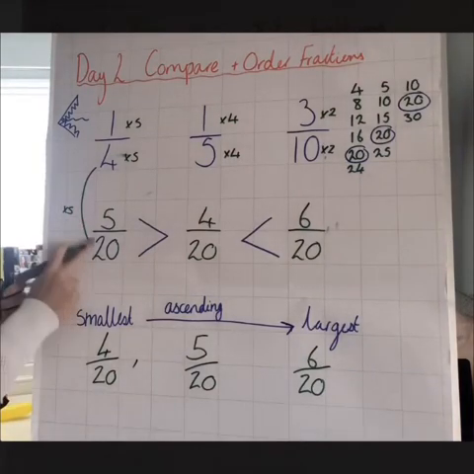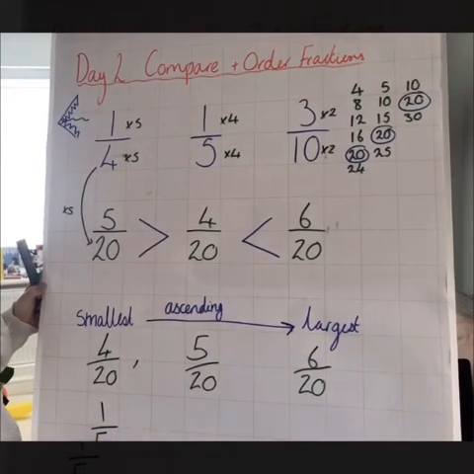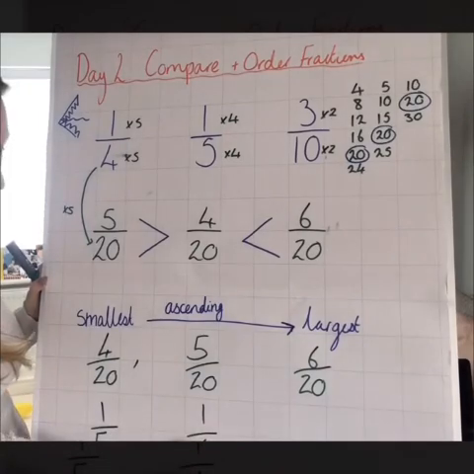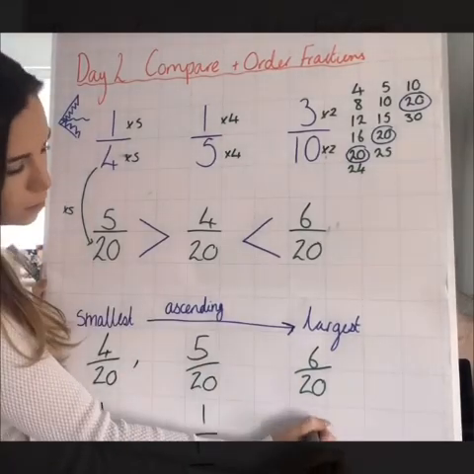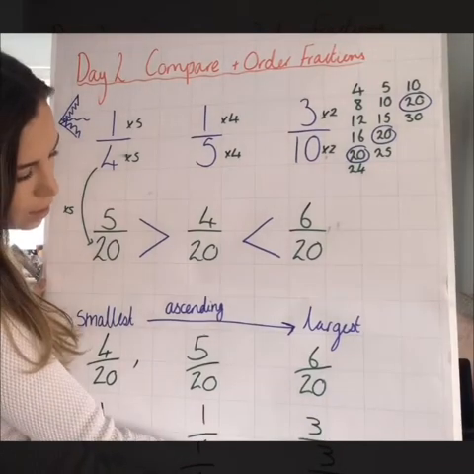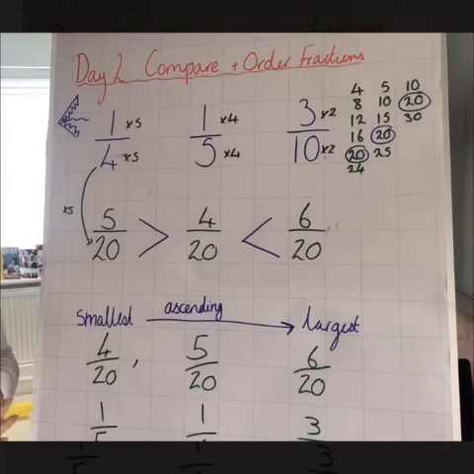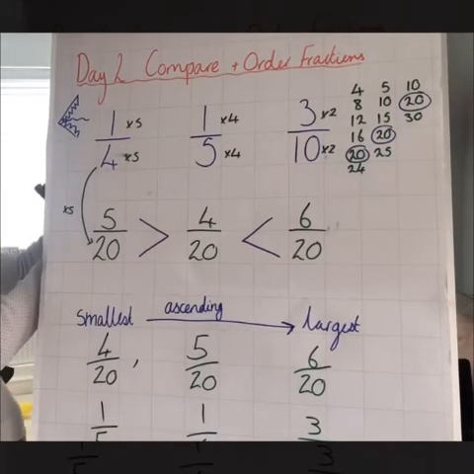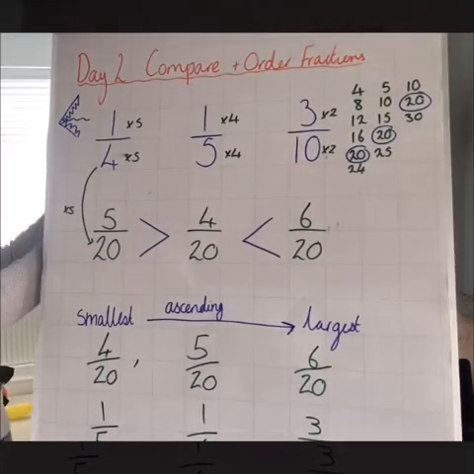So 4/20 was 1/5, 5/20 was 1/4, and 6/20 was 3/10, okay? That is my order. So if we have a look at some mixed number fractions now, exactly the same strategy.